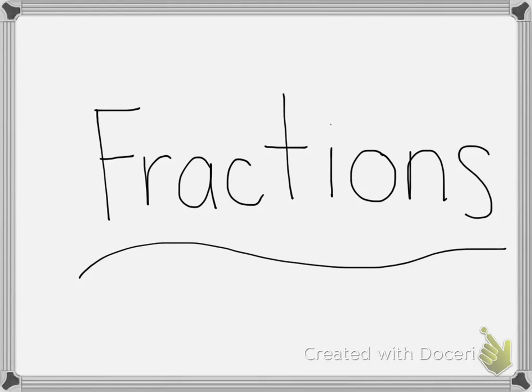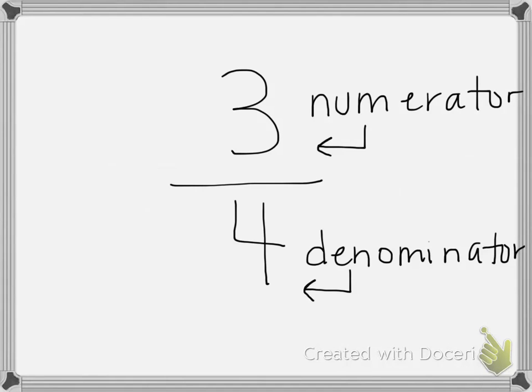This video is going to go over a quick review of fractions. When we have a fraction, the top number is called the numerator, and it tells how many equal parts are being counted. The bottom number of the fraction is the denominator, and it tells how many equal parts there are in the whole or in the group.